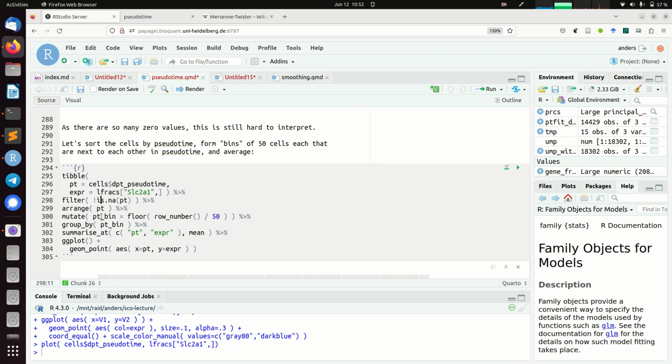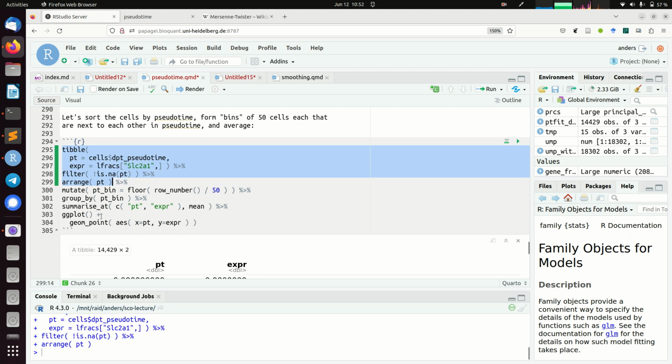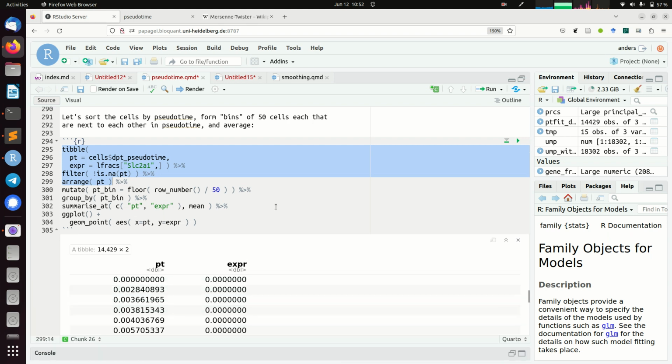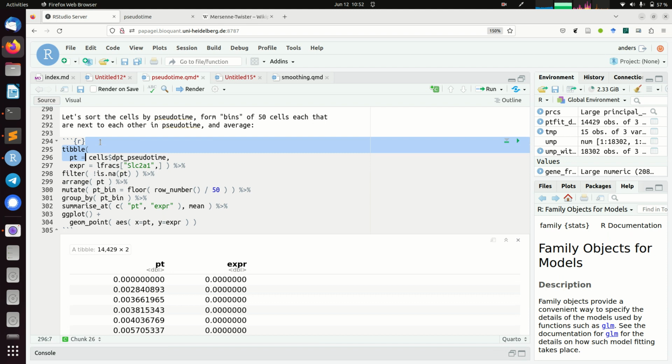I take my pseudotime, I sort all the cells by pseudotime. I divide the pseudotime. I could now do two things. I could either just divide the pseudotime by bins, pseudotime 0 to 0.1, 0.1 to 0.2. What I've done here instead is that I try to make each bin contain the same number of cells. So I want the first bin to contain the first 50, the next bin the next 50. This is why I sorted by pseudotime.